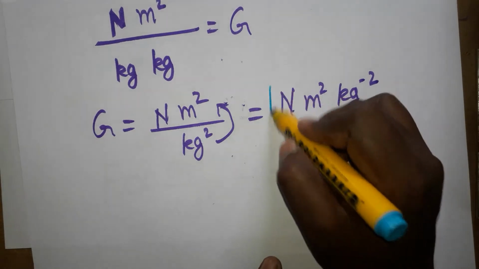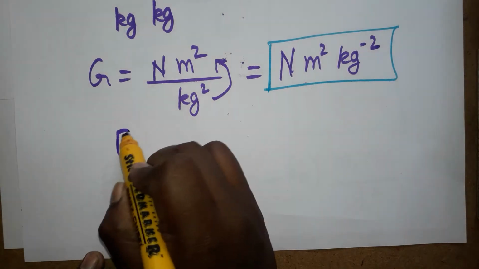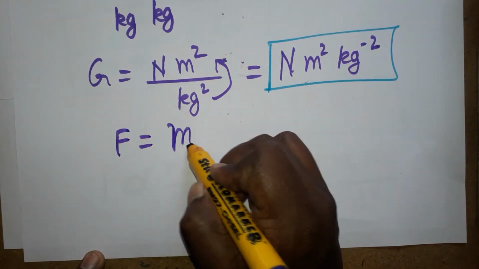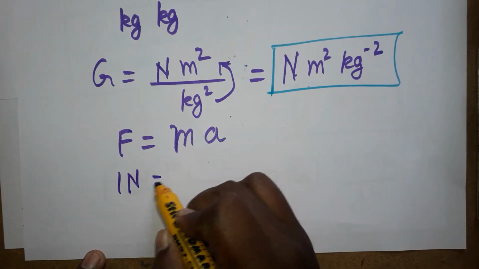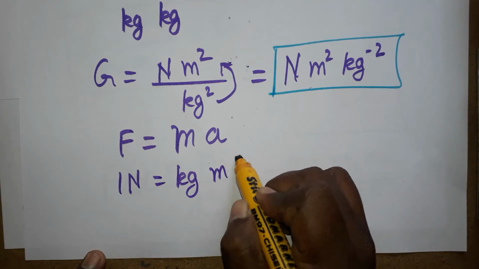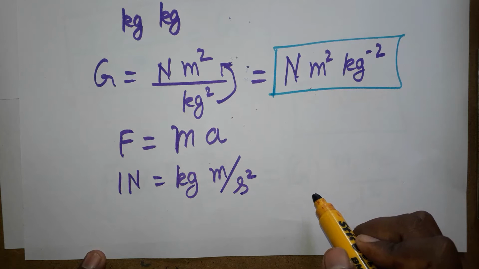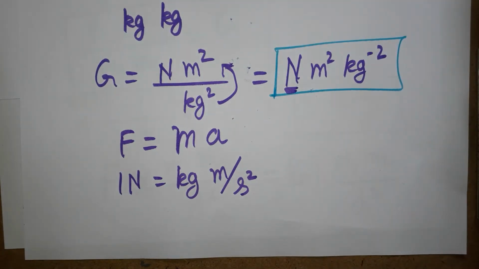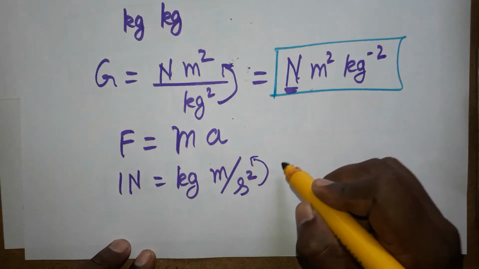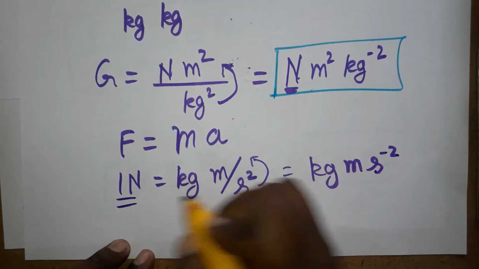Then I am going to substitute what a Newton is. Newton is the SI unit of force, and force is equal to mass into acceleration. The mass unit is kg. The acceleration SI unit is meter by second square, since acceleration is velocity by time. So instead of Newton, you can substitute kg meter second minus 2. So 1 Newton is this much.